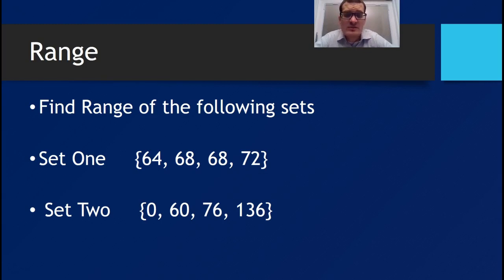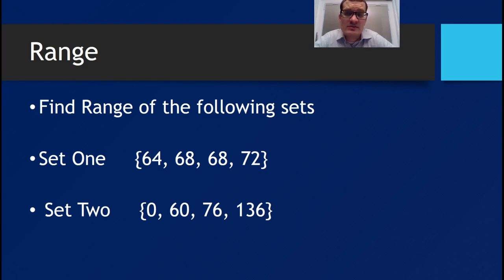Now in set 2, the highest number is 136, the lowest number is 0. So I would take 136 minus 0, and I would say the range is 136. So set 2 has a range of 136, whereas set 1 has a range of 8.